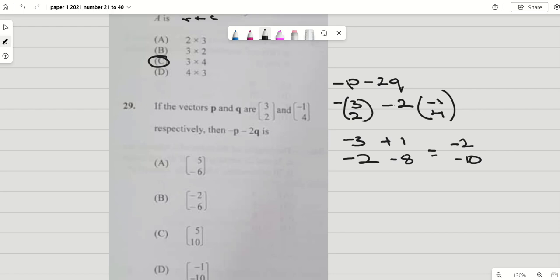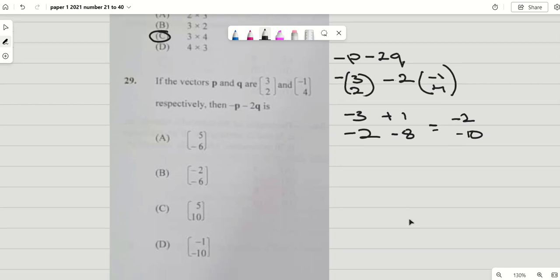Did I do something wrong? Hold on, no. Minus 2 by minus 1 is positive 2, sorry. So minus 3 plus 2 is minus 1. So my answer would be D, minus 1, minus 10.